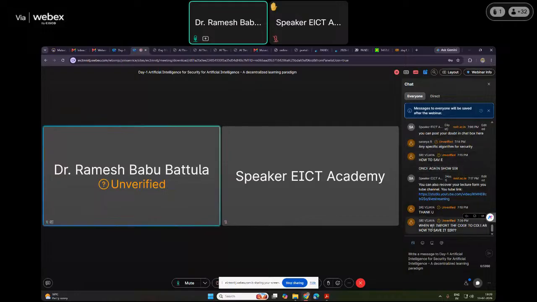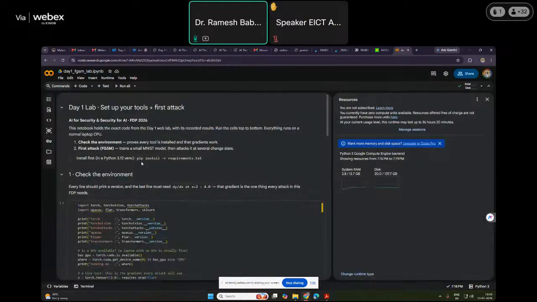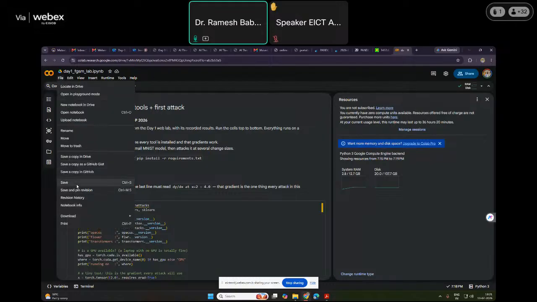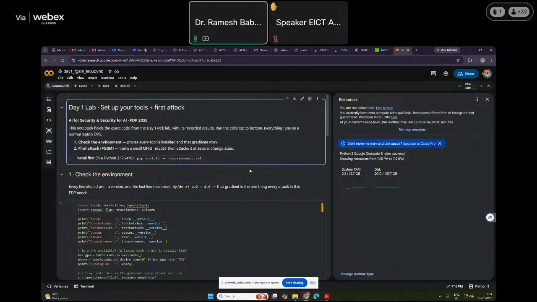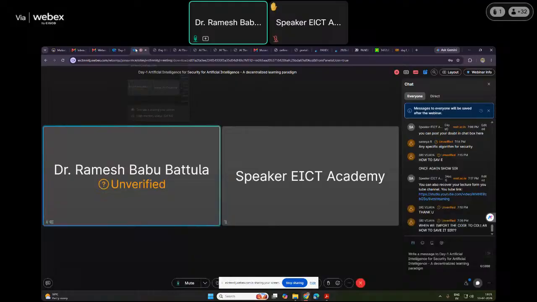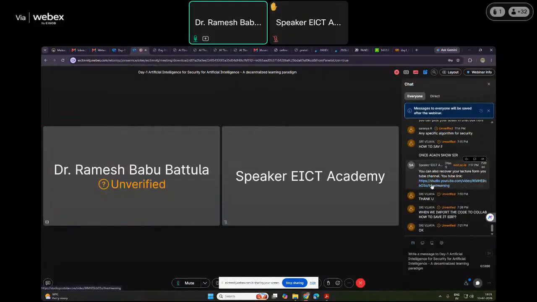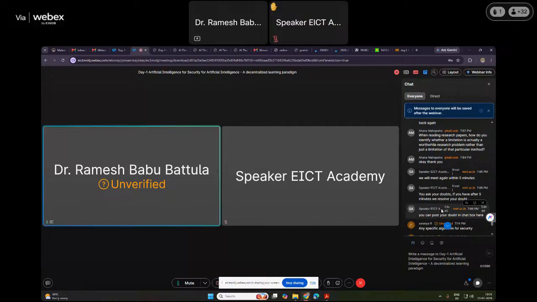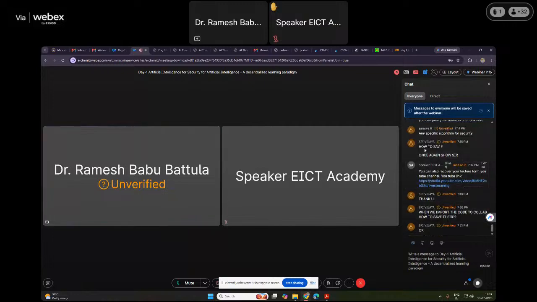Sri Vijay, when we import the code to Colab, how do we save it? See, Sri Vijay, you don't need to save it basically. It will already be on your drive. But still you can simply save from here. Google provides the service that whenever you upload this code base, it is automatically saved in your drive. So you will always have this in your drive. You can go to your drive and see it there. So you don't need to manually save it.